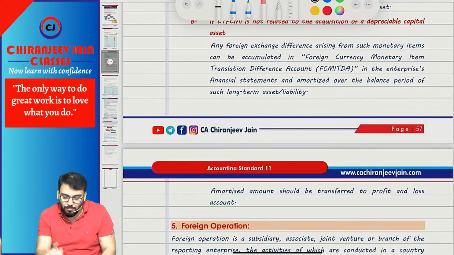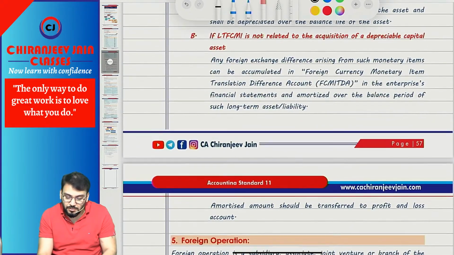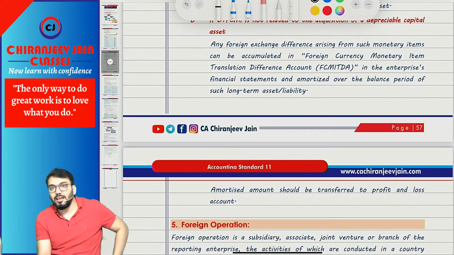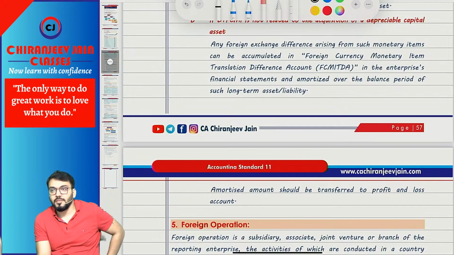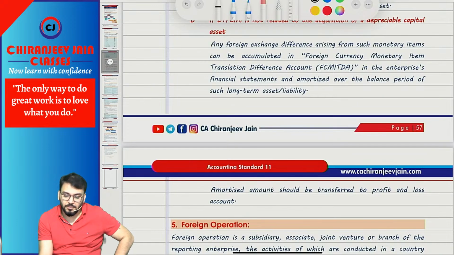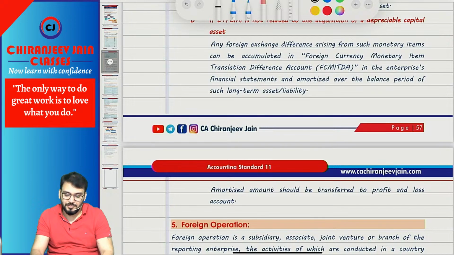Correct. I think that point I have given as a note. Check. If not given, write down: any balance of the FCMI TD account will be shown under the head reserve and surplus. Got this point? Chalega? Yes, sir.